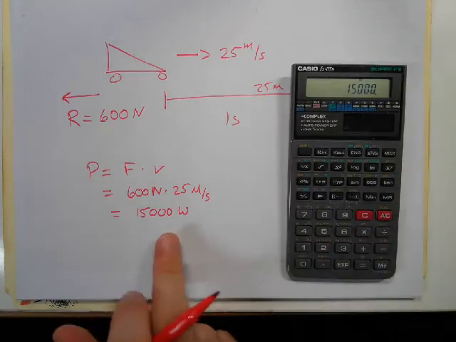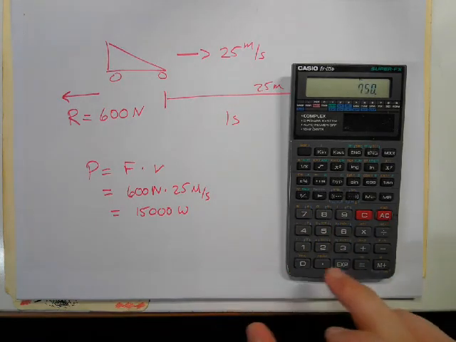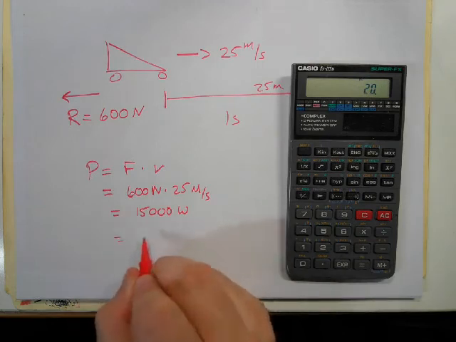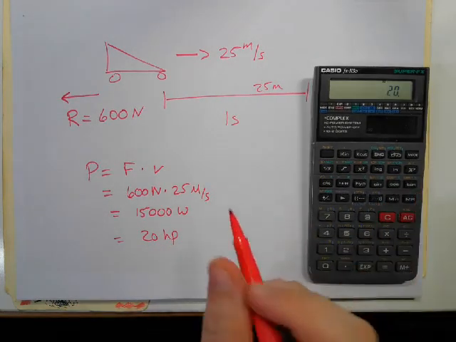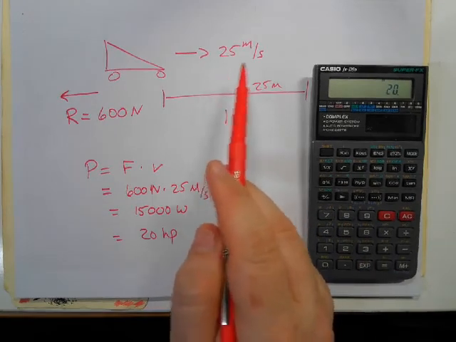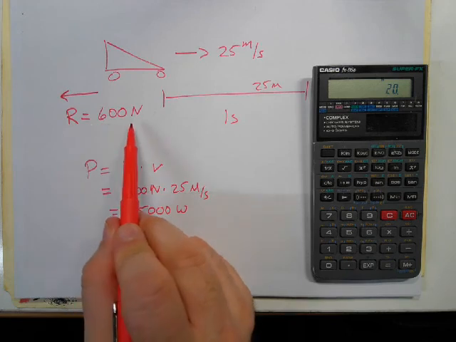Just for your information, we can turn this into horsepower. We'll divide by approximately 750, and this is 20 horsepower. So I chose these numbers deliberately. This is about 60 miles an hour, and this is not at all realistic.